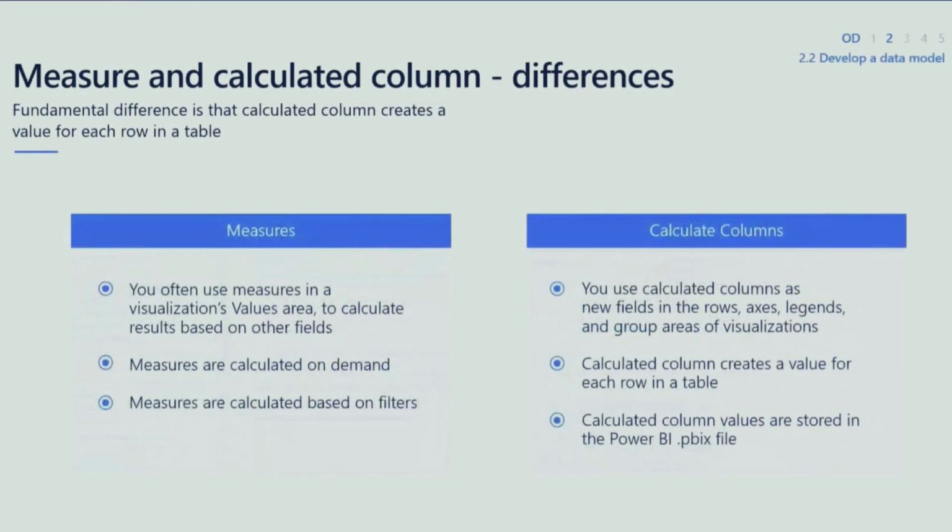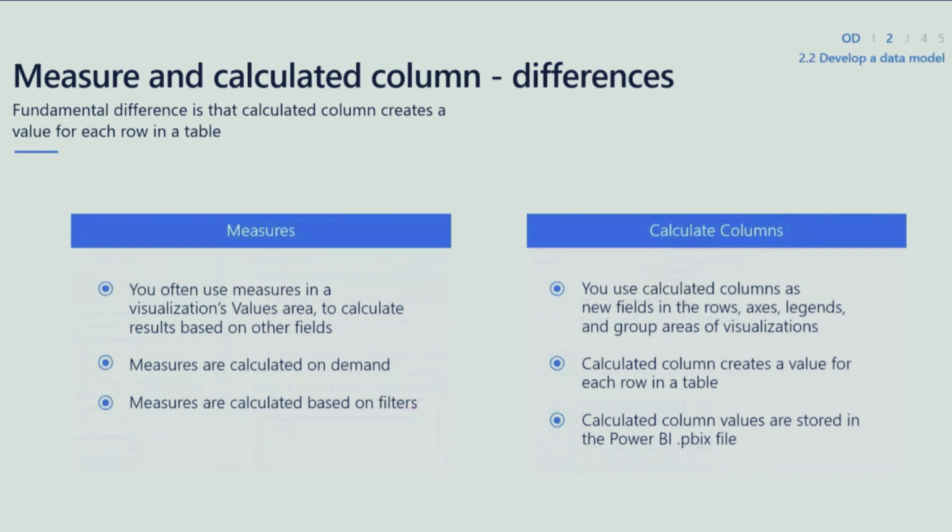So we went through a couple of terms there. We talked about measures and we talked about calculated columns. So what is the difference between these two? I mean, when should I know that I'm using measures, and when should I know that I'm using calculated columns?